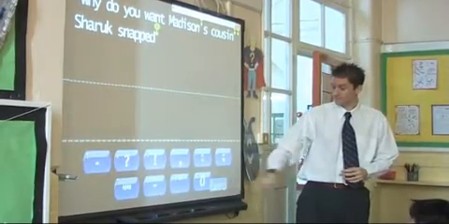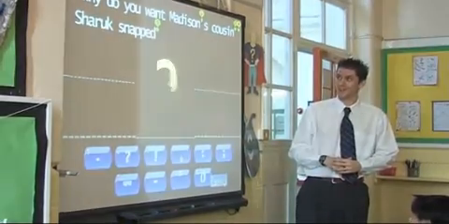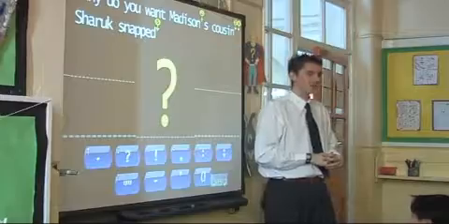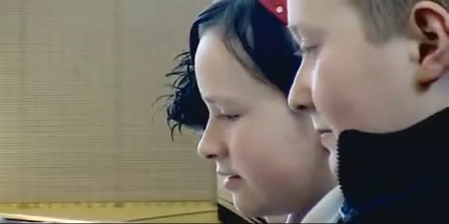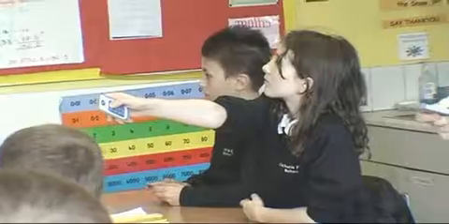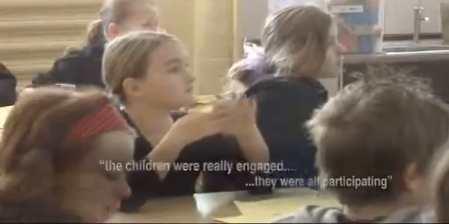It's a very good tool for developing questioning skills. Because obviously they've got to think carefully about the question they're going to ask, they've got to think about the answer behind it, and I like the fact that the children have to think about the obvious answers that people might give that are wrong.